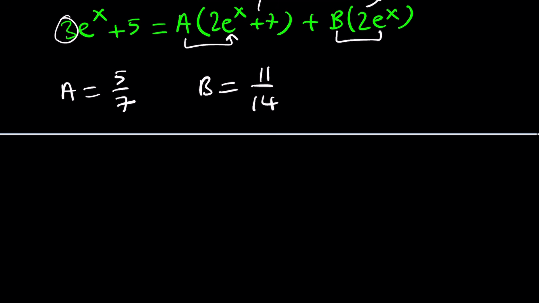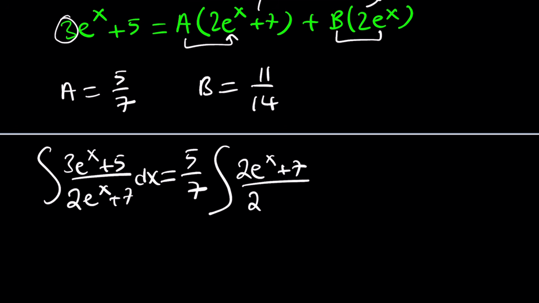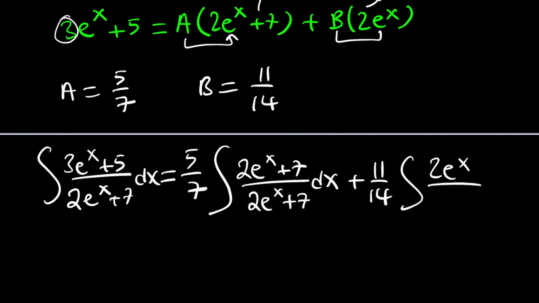So what do you get from here? We basically get the split, the integral of 3e to the x plus 5 divided by 2e to the x plus 7 dx can now be split up, and of course, I'm going to take the 5/7 out. This is going to give me 2e to the x plus 7 divided by itself, you know what that is, plus 11/14, 2e to the x divided by 2e to the x plus 7 dx.